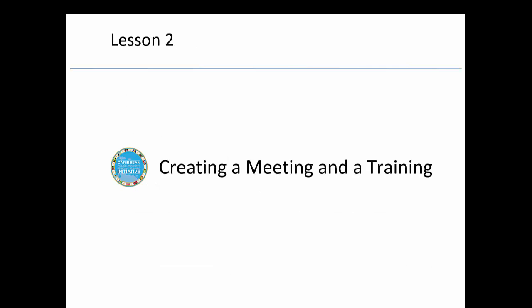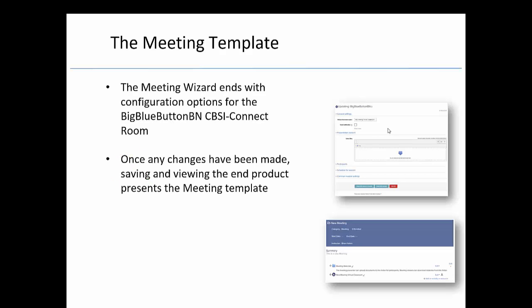Lesson 2, creating a meeting and a training. The meeting wizard ends with configuration options for the Big Blue Button CBSI-Connect room that's used in the meeting. Once any changes have been made, saving and viewing the end product presents the meeting template. This is where we make our configuration selections. This is the actual template itself.